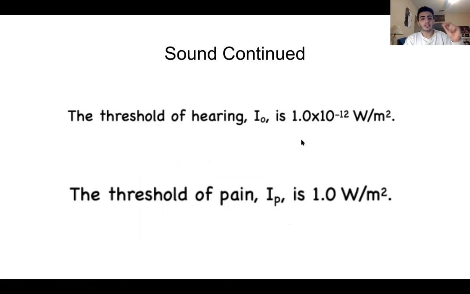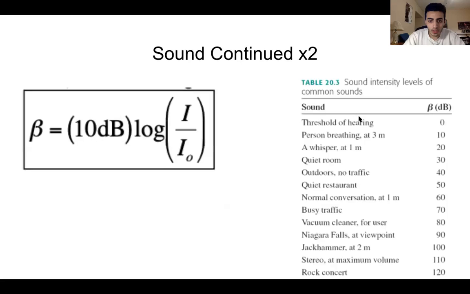Two important intensities to always keep in mind are the threshold of hearing and the threshold of pain. This is important for understanding how we figure out decibel levels. We see that this is I naught, this is IP. I naught is 1 times 10 to the negative 12. IP is 1 watt per meter squared. When we look at decibels, this is always the divisor. This is always the baseline that we're basing every other intensity on.